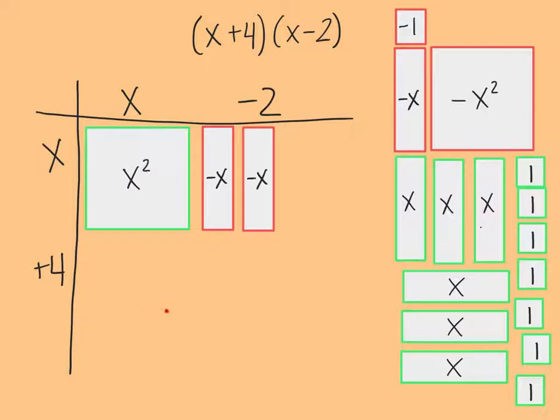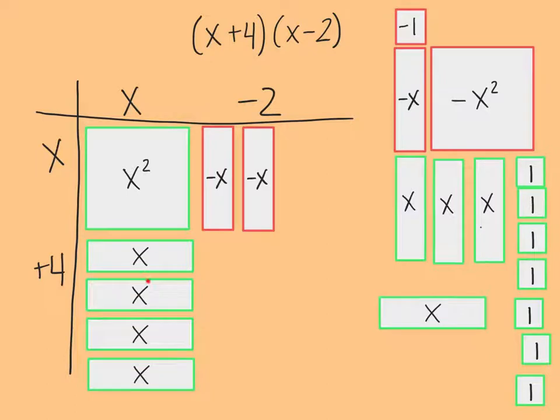Now let's take a look at this part of the rectangle. Positive 4 times x. That means we have 4 positive x's. So I'm going to take 4 of these positive x's and fill them in here. So there I have my 4 positive x's.